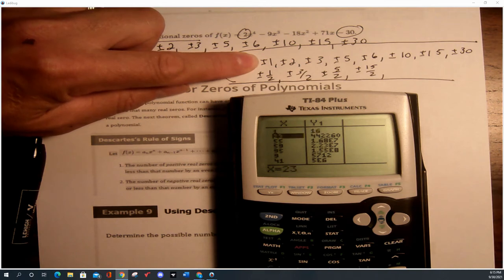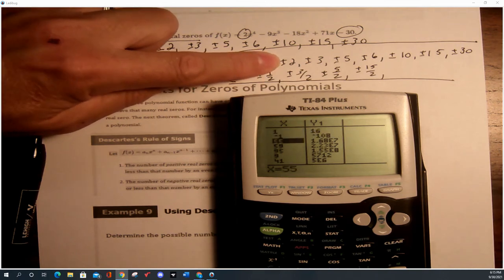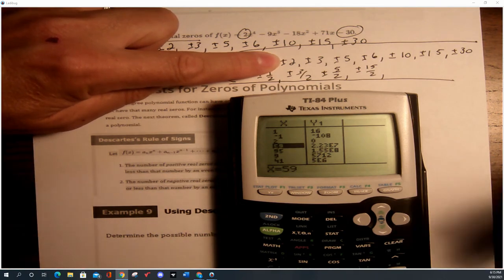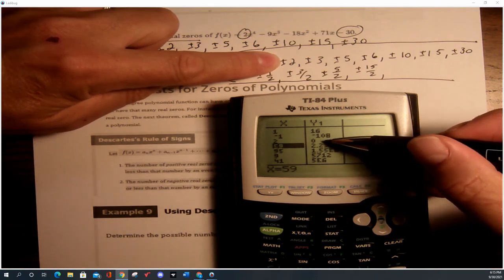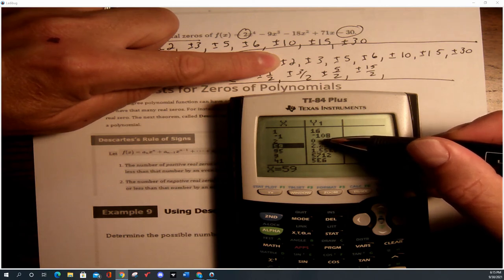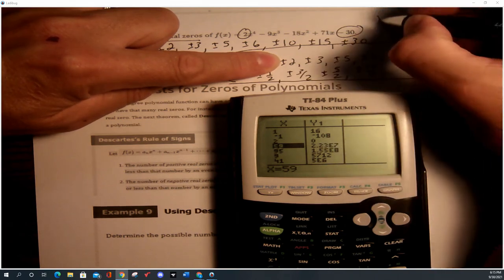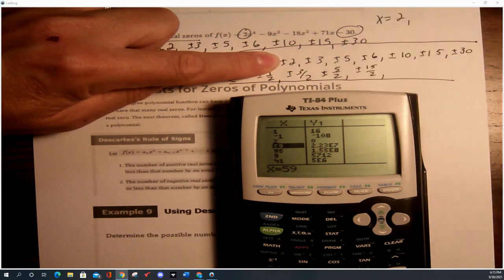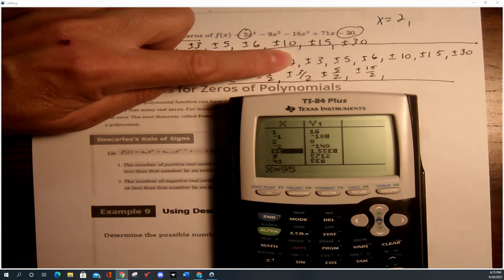1, -1. Nope, neither one of those two work. 2. Oh, look at that. I got a 2. 2 is a solution to this. That's because I get the 0. So x equals 2. Let me write that down. How about -2? Nope. All right, 3. Nope, -3.